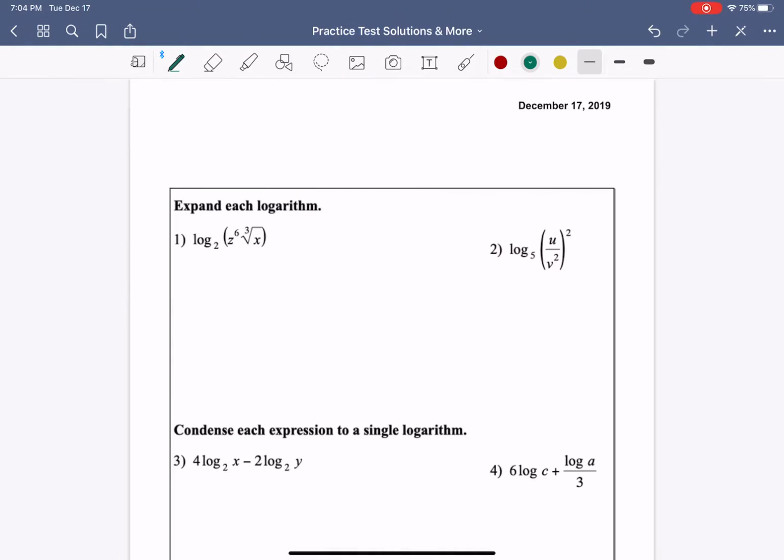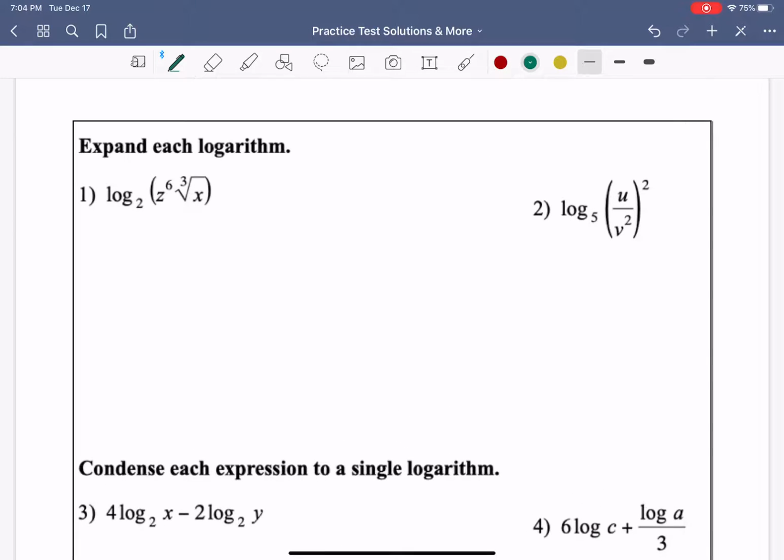So the next one we're going to talk about is how to expand and condense. So we want to expand, which means going from 1 log to 2 logs, which sometimes we have addition, sometimes we have just subtraction. We'll talk about it. We look at number 1 on the screen right now. We have log base 2 of z to the 6 and the third root of x. Those are two things being multiplied, right?